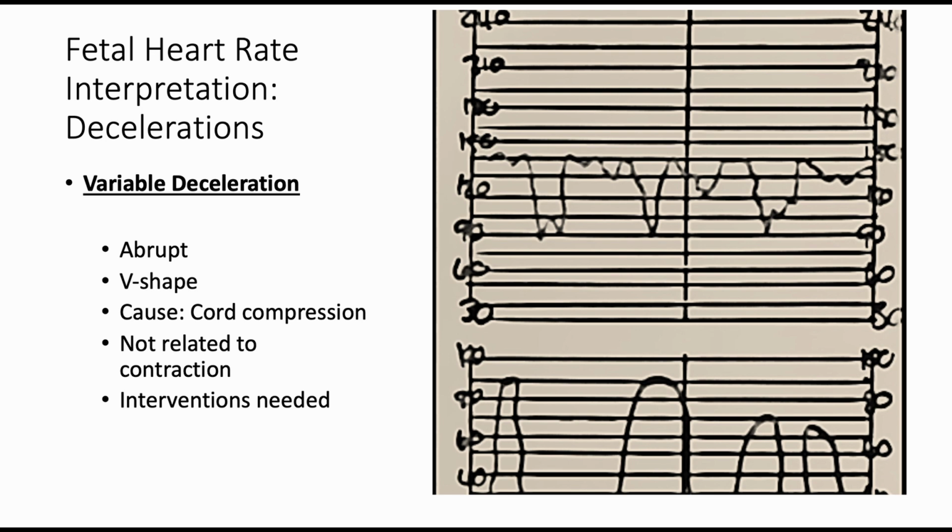Right? So know that there's no relationship to the contraction. It has nothing to do with a contraction. You could have a variable decel with no contractions because it doesn't have to do with the uterus or anything. It's the cord, right? Mom could be walking around with no contractions and the cord could be getting compressed. So there's no relationship to the contraction. We're going to do our same exact LION PIT stuff.